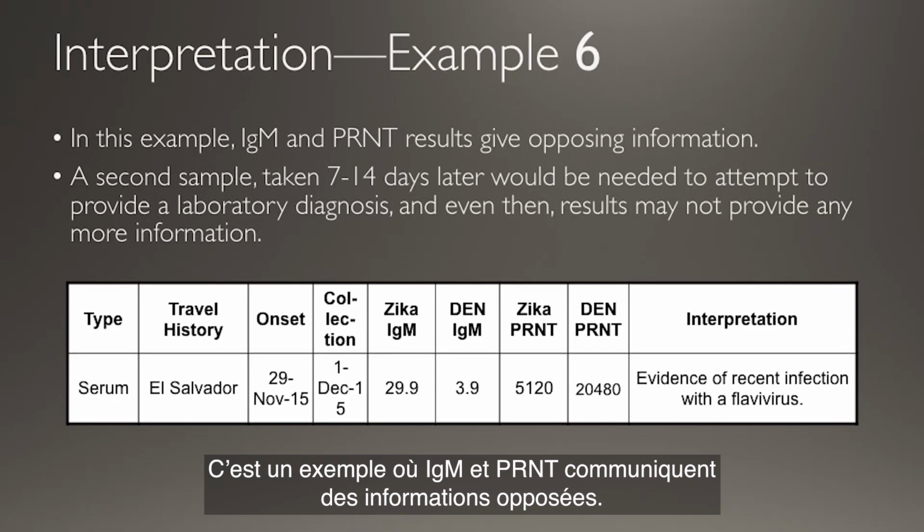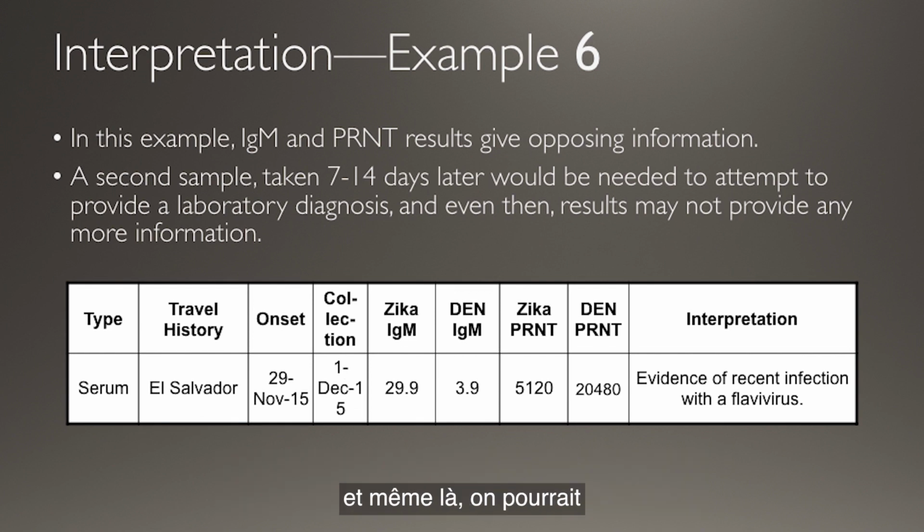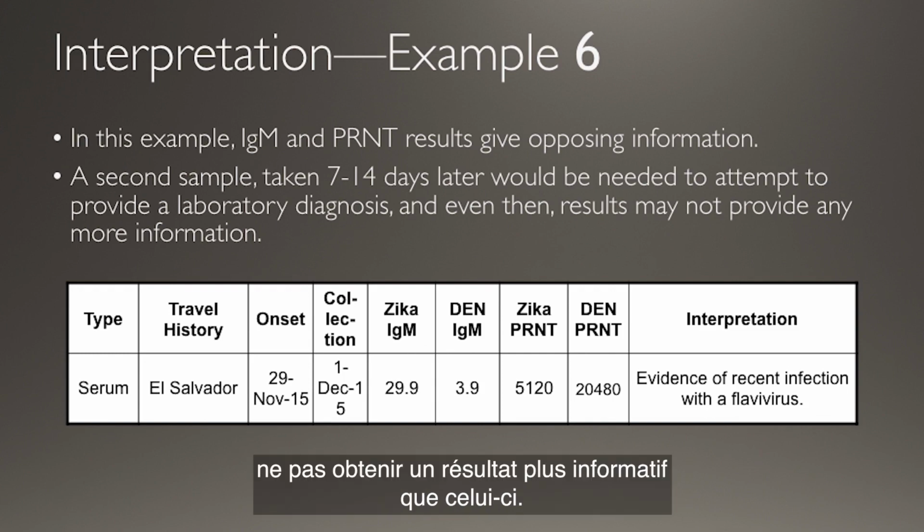This is an example of where IgM and PRNT give opposing information. A second sample taken 7 to 14 days later would be needed to attempt to give a laboratory diagnosis, and even then, a result more informative than this might not be forthcoming.